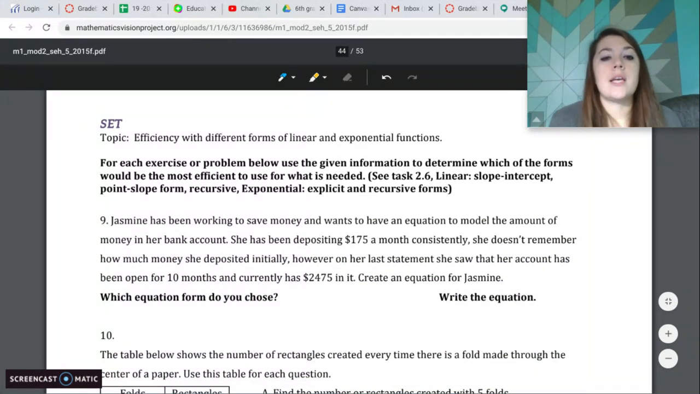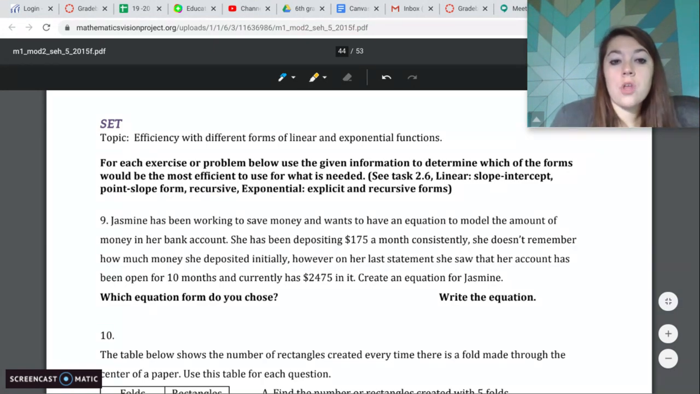All right, set. Efficiency with different forms of linear and exponential functions. For each exercise or problem below, use the given information to determine which of the forms would be the most efficient to use for what is needed. So we're looking at slope-intercept, point-slope, recursive when we're talking about a linear function. For an exponential, we have the choices between explicit and recursive.